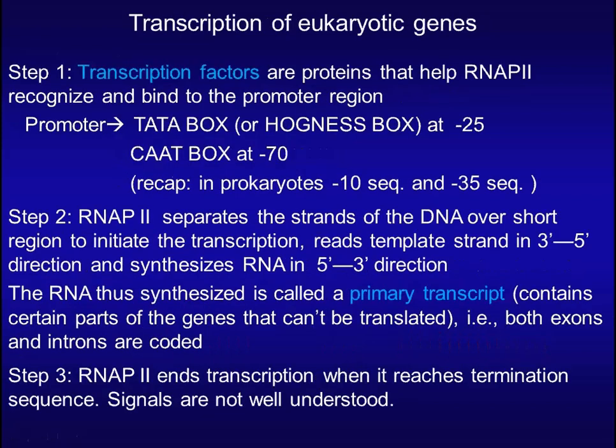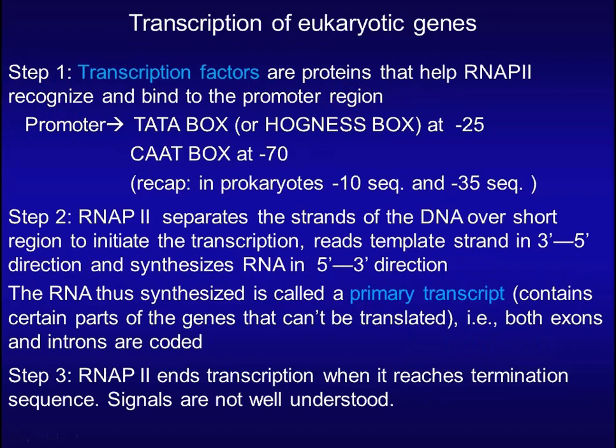Transcription in eukaryotes can be described in 3 steps. In step 1, transcription factors help RNA polymerase II recognize and bind to the promoter region. Promoter in eukaryotes has 2 consensus sequences.